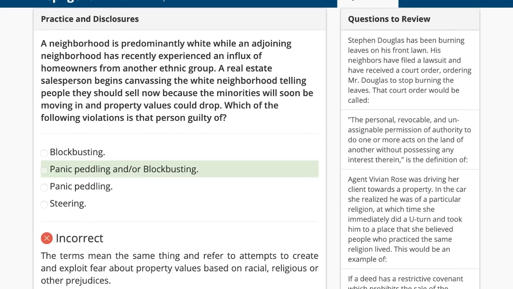And the answer is B, panic peddling, blockbusting. We went over that earlier. That has to do with sellers saying you better sell your house because those people are moving to this part of the town. You don't want to live by them. That is bad to do.